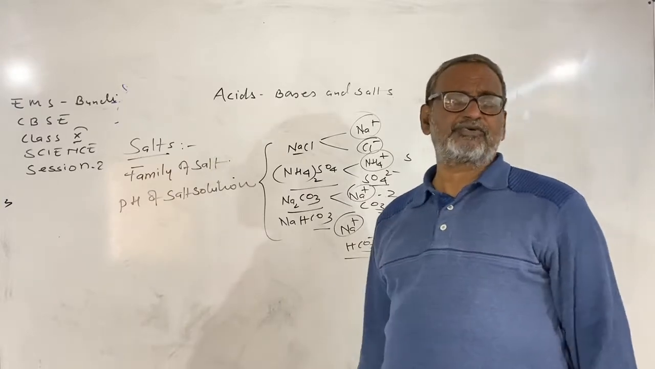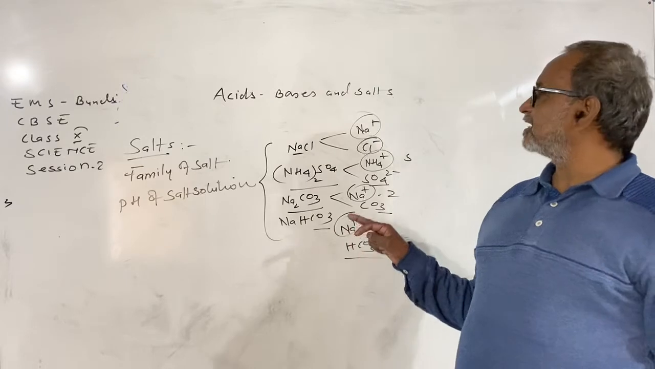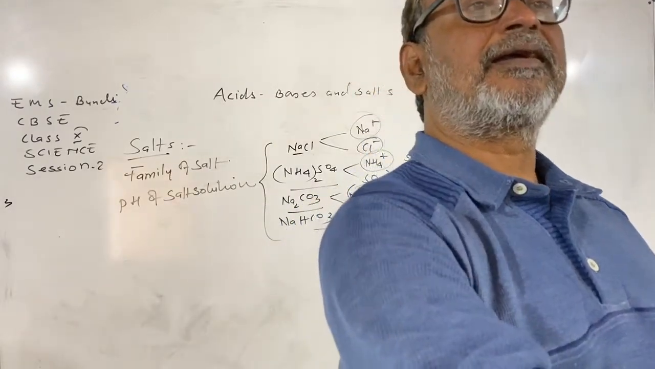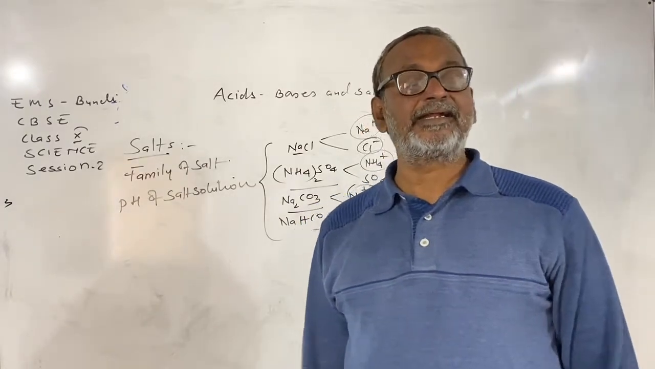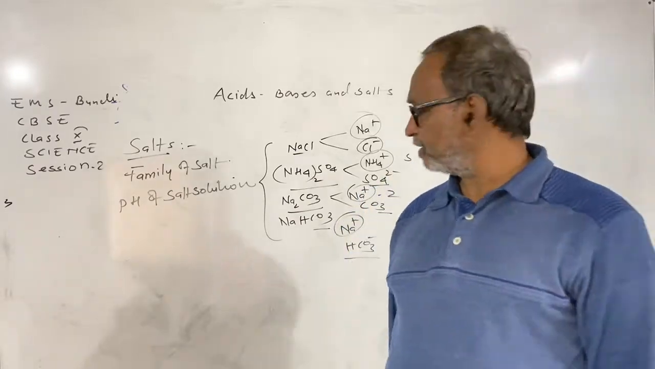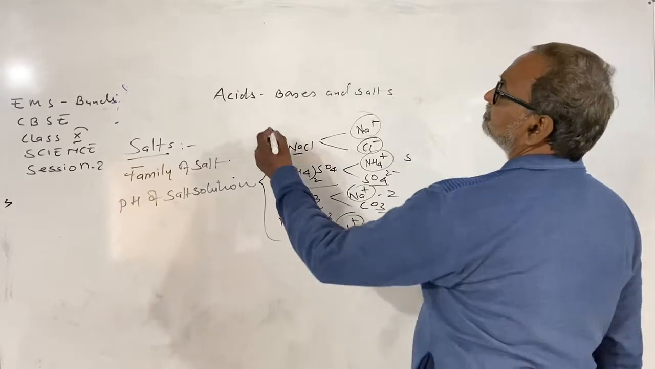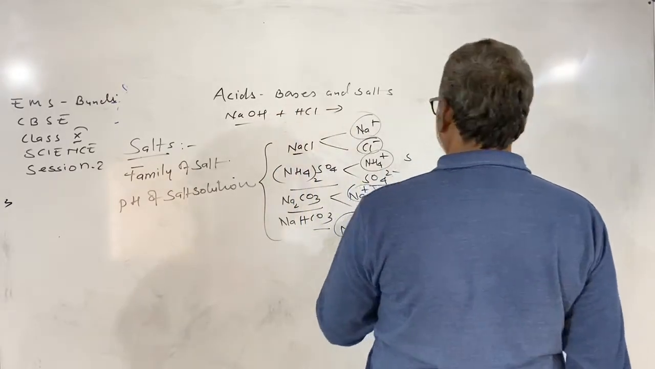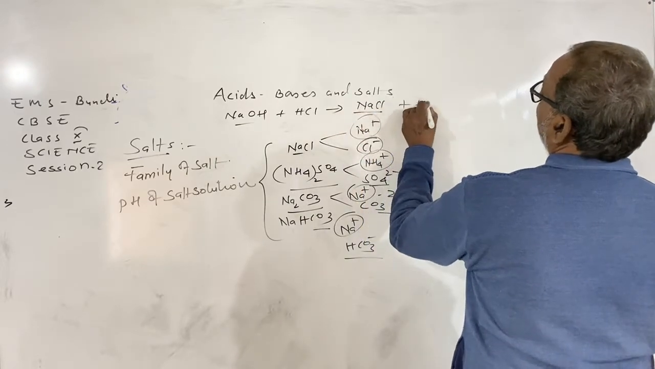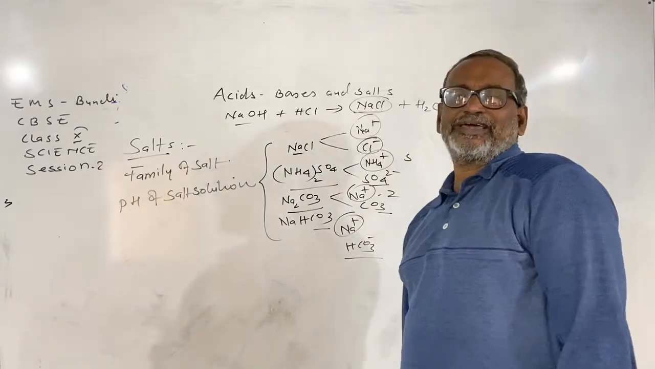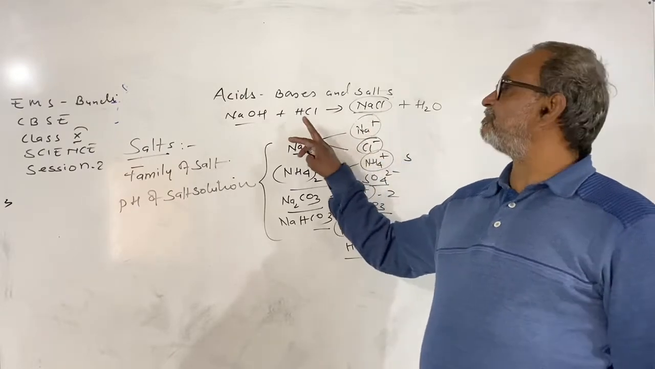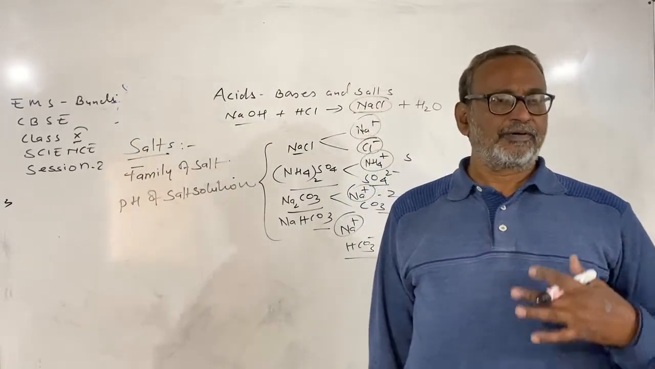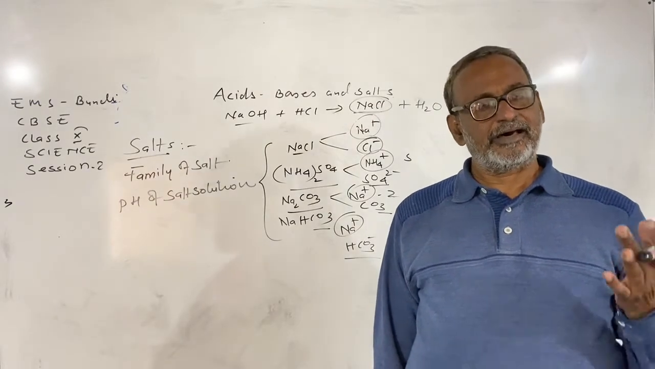On the basis of these examples, you can define salts as compounds containing a cation and an anion. In another way, sodium hydroxide reacts with hydrochloric acid to form sodium chloride, the salt, and water. So in another way you can define salts as the compounds which are formed by the reaction of an acid with a base. The compounds formed by the reaction of an acid with a base are called salts.